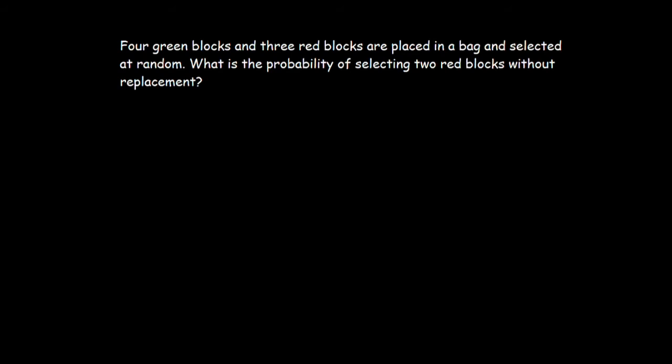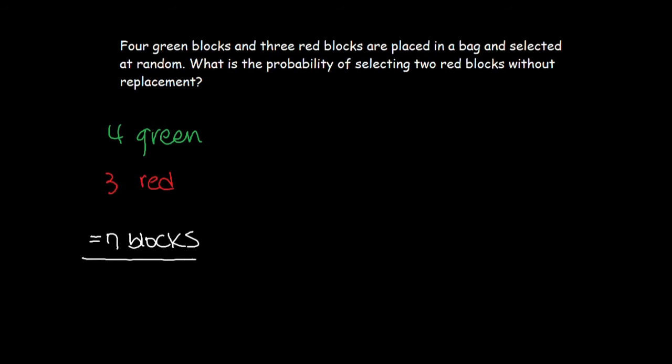It says that there are a total of 4 green blocks and 3 red blocks in a bag. So we have 4 green blocks, and then you have 3 red blocks. So how many are there in total? 7 blocks in total. That's the number of blocks in the bag. And you're going to select at random. So you're going to be selecting 2 red blocks without replacement.